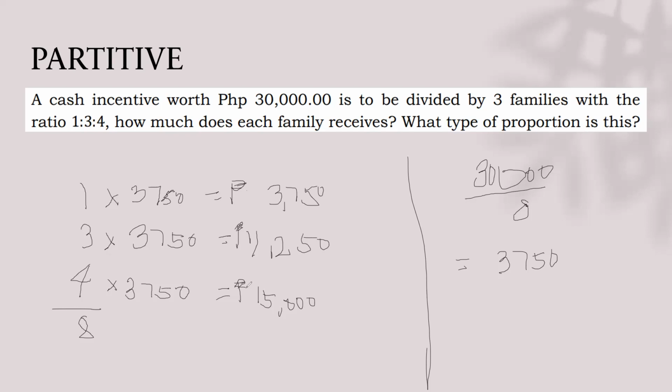So in that case, we multiply it by its part. So that's the first family. It's 1 times 3,750, which is 3,750. For the second family, which has tatlong kabahagi, so that's 3 times 3,750, which is equal to 11,250. At ang pangatlong pamilya naman na may 4 na bahagi ay times natin 3,750 ay makakakuha ng 15,000. Kapag pinag-add natin yan, 3,750 plus 11,250 plus 15,000, that will still be equal to 30,000 na pinaghati-hatian natin.